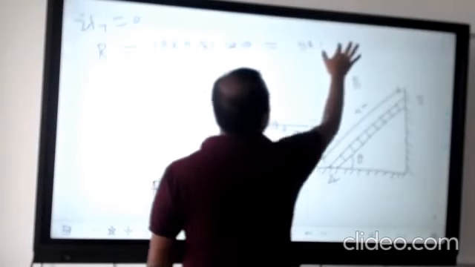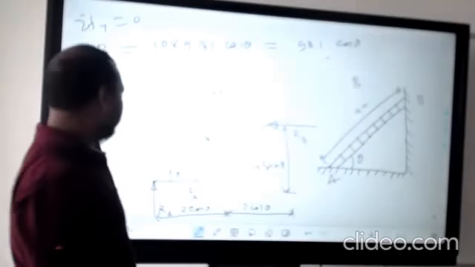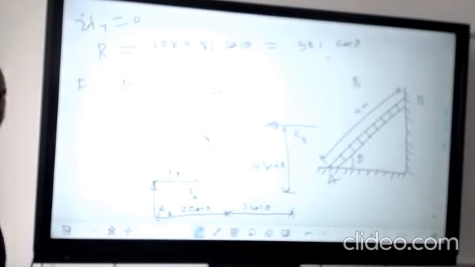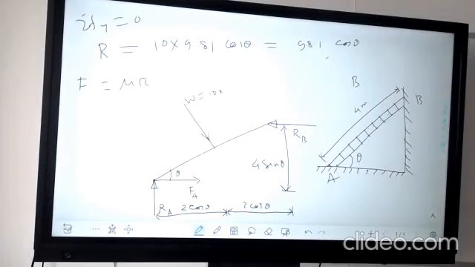Cos theta. So in the same way, now we can calculate F is equal to mu into R. Mu is given 0.3 into that value.